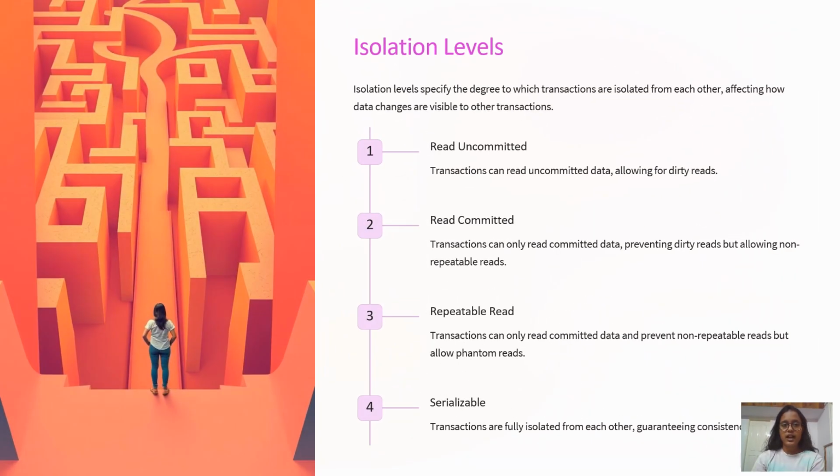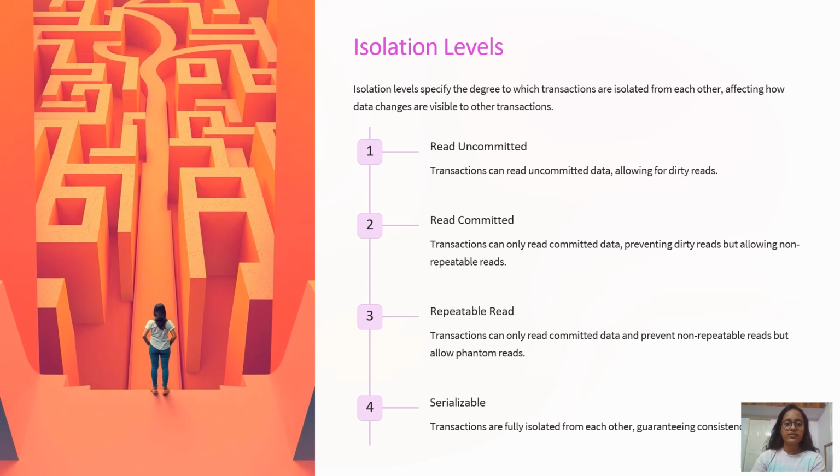So next is isolation levels. Isolation levels in a database define the degree to which a transaction is isolated from others, impacting how visible the data changes of one transaction are to others. The four main isolation levels are read uncommitted, read committed, repeatable read, and serializable.